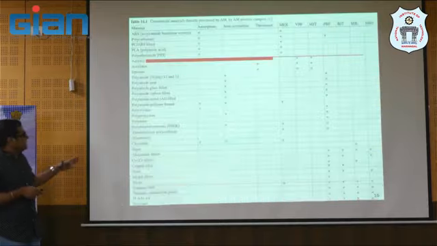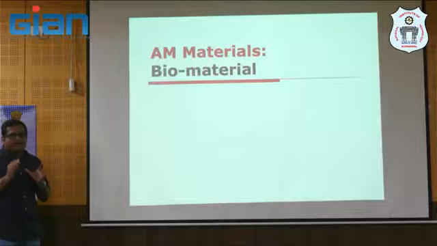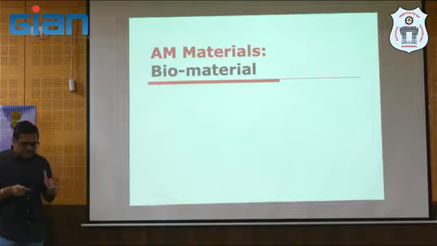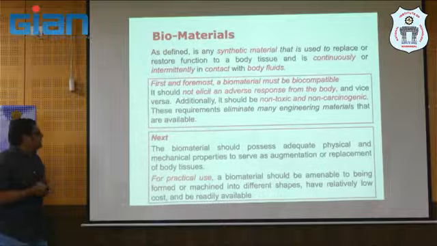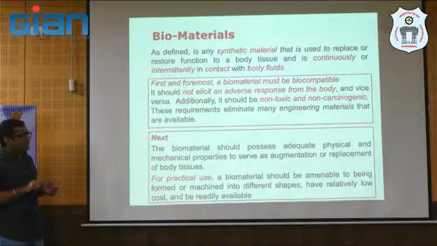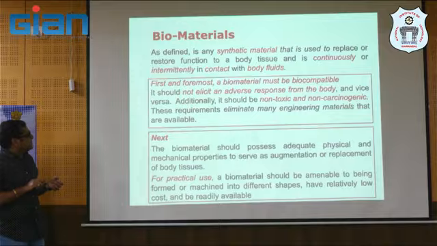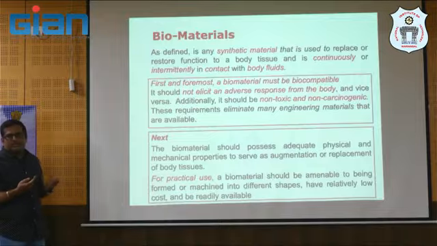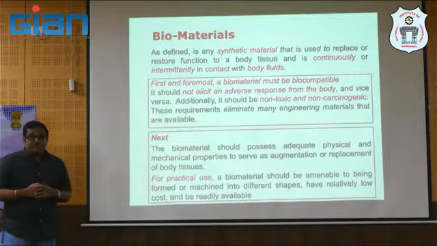You have several materials. Let me focus on the biomaterials, right? So how do you define a biomaterial? What is a biomaterial? If you see the definition, it is a synthetic or man-made material that is used to replace or restore a function to a body tissue. It may be continuously or intermittently in contact with body fluid. That's where it becomes very tough.